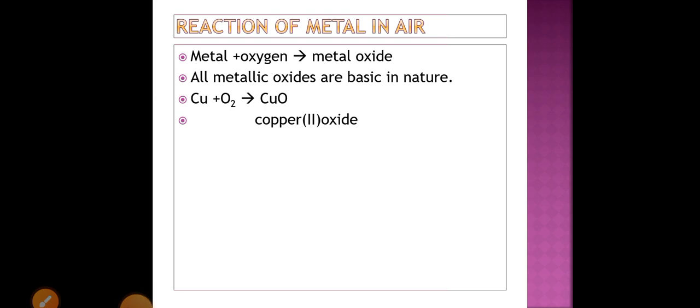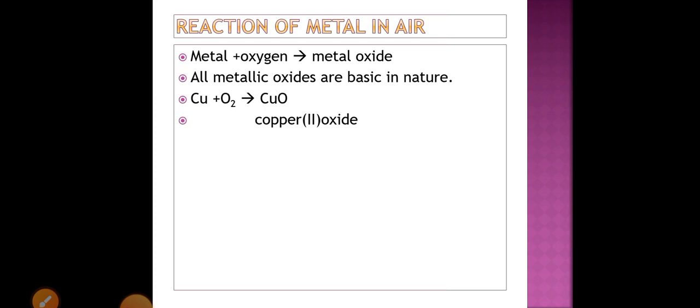So when we talk about air, we all know that it's a composition of many elements, many gases: nitrogen, oxygen, some of the halogens and also carbon dioxide, etc. But here we're only going to talk about oxygen because oxygen is the most electronegative out of all of the other elements and gases in air. So the general reaction, when metal reacts with oxygen, gives rise to metal oxide. Metal oxides, we always have to remember, are basic in nature.